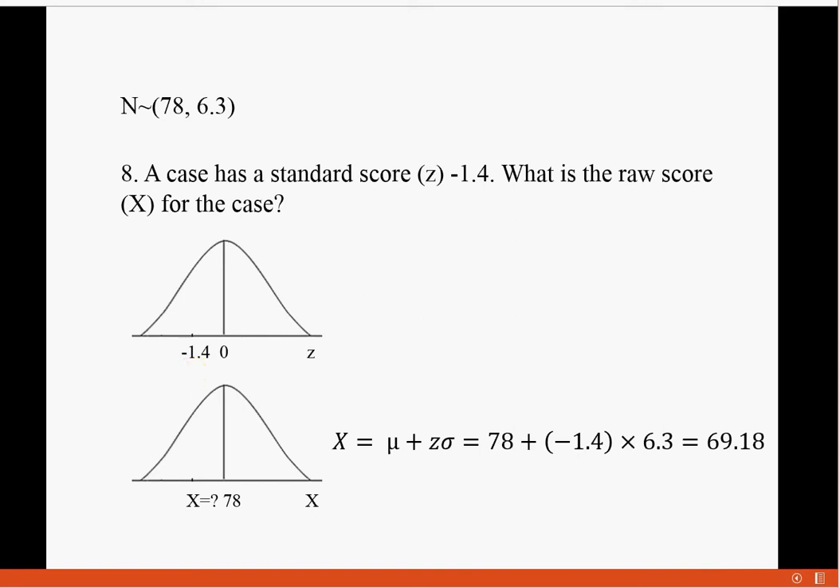So what you need to do is plug in all the numbers into the formula to complete the calculation. So we bring this negative 1.4 into the formula and complete the calculation. So we know that the value of variable x that corresponds to a z-score of negative 1.4 is 49.18. So this is a question just to let you practice how to calculate the value of the original variable.